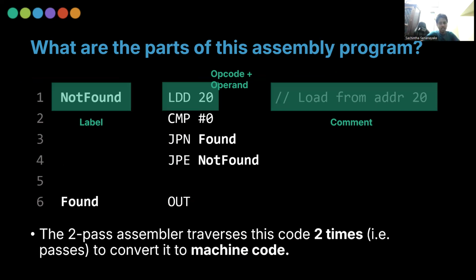Now, how does the two-pass assembler work? Frankly, we can't go there yet. We need to first understand what the common parts we see in our assembly program are. We first have these things called labels, such as not found and found.